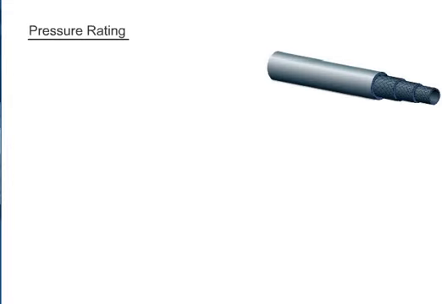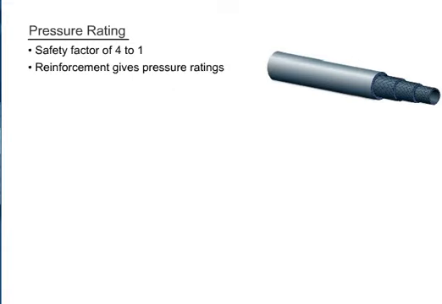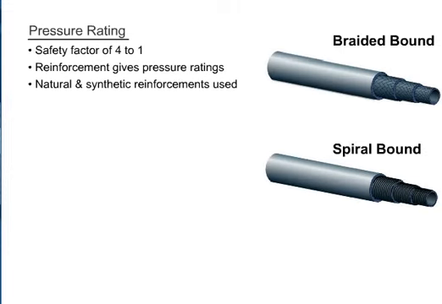Hoses are usually pressure rated with a safety factor of 4:1. Different types and amounts of reinforcement give the hose specific pressure ratings. The reinforcement may be a natural or synthetic fiber or metal wire. The reinforcement may be braided or spiral bound.